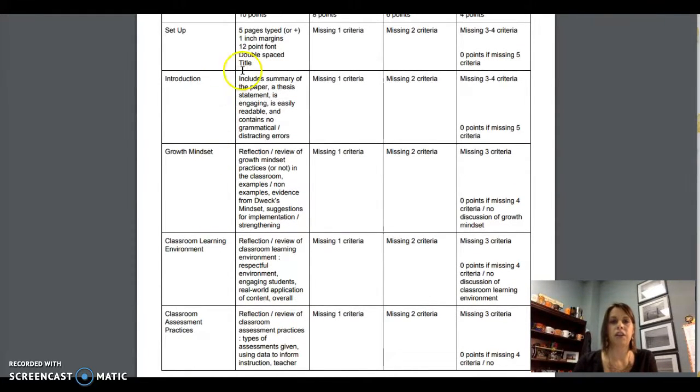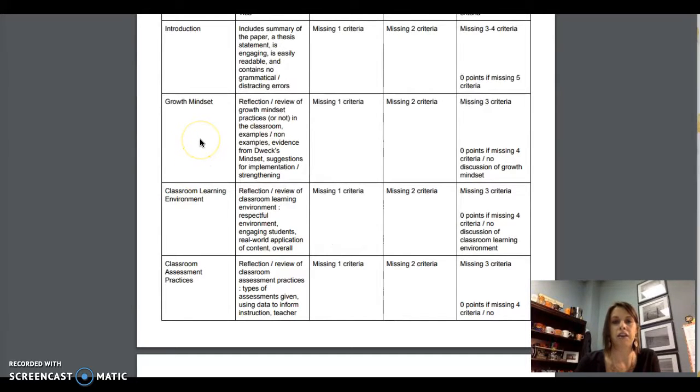In your reflection, you're going to include the introduction. So kind of give us a summary of what you're going to be writing about, your thesis statement, what an introductory paragraph should be. I want you to have at least a paragraph where you're talking about growth mindset. I'm looking for your reflection and review of those practices, if they're happening or not in the classrooms. And then be sure that you are citing evidence from Carol Dweck's book. And then also some suggestions for implementation and strengthening.